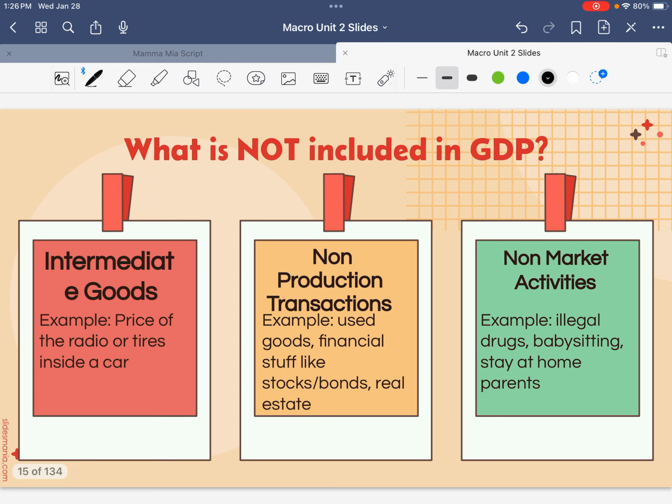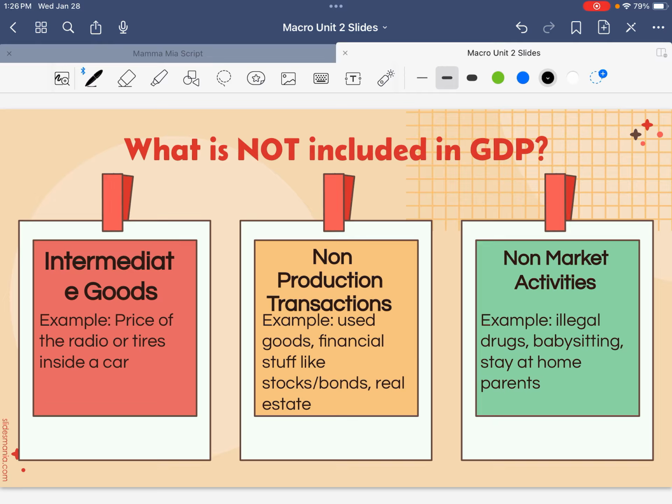Away from the math. Now we're going to learn about the words. I apologize, this is going to be a long time, but oh well, I didn't intend to teach this from home on a video. So let's talk about things that are not included in GDP. We already talked about intermediate goods. I'm going to glaze by that. There's that example, price of the radio or the tires inside a car. We don't count those until the final car is sold, and they are part of that, okay?